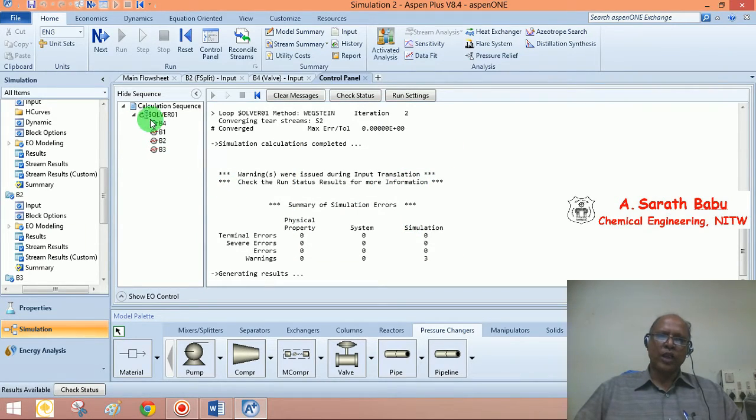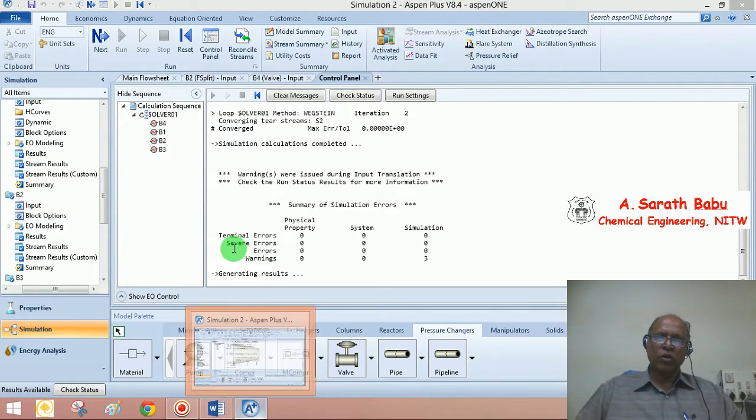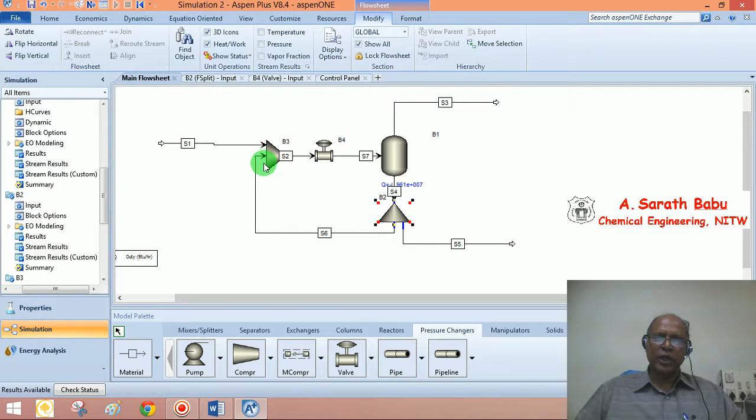Now, why are all these blocks being iterated? If you go to the main flowsheet, as we said earlier, in order to compute this block we are going to use the sequential modular approach. In order to compute this block, we have specified stream 1. But in order to calculate the output from this mixer S2, we need to know S6.